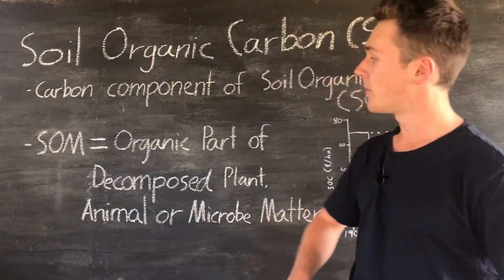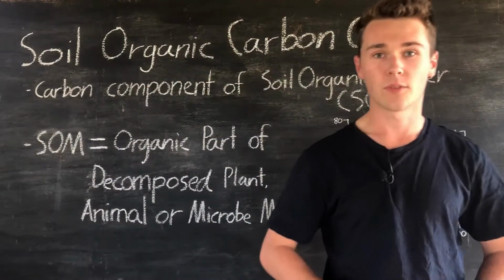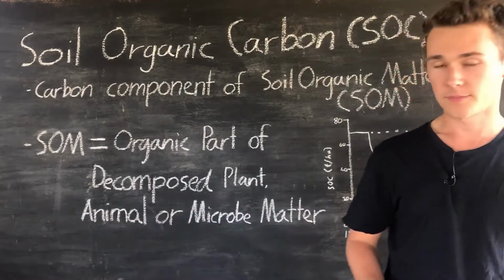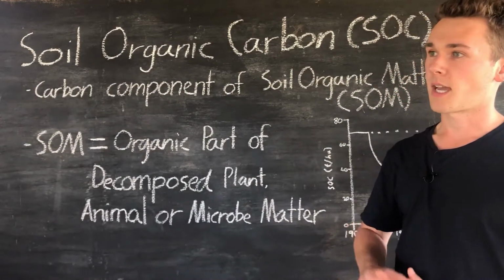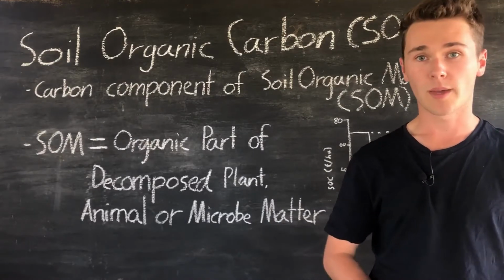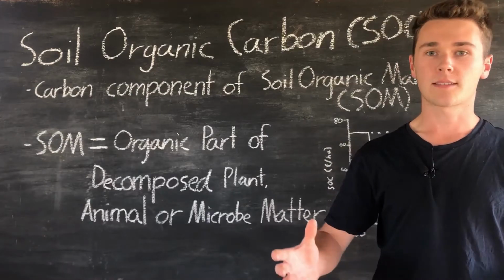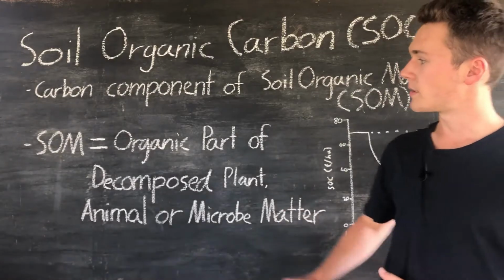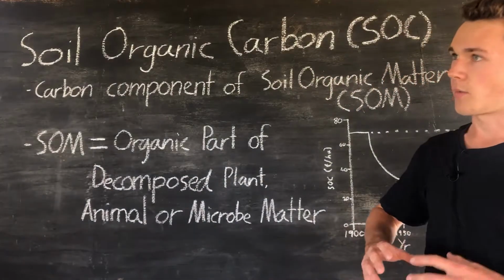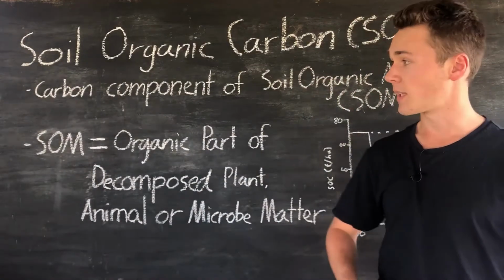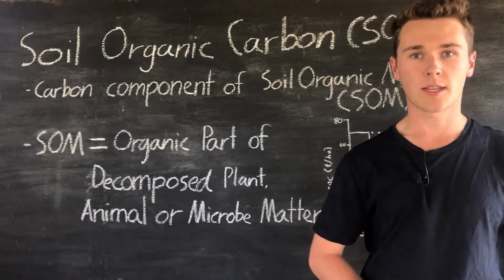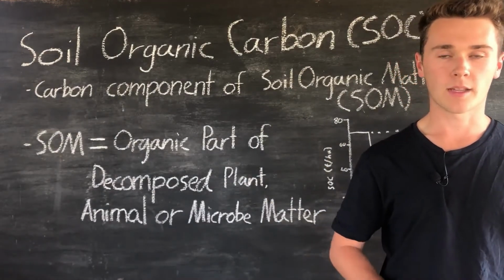Soil organic matter is the organic part of decomposed plant, animal, or even microbe matter. So say a tree falls over, or you plough some green manure back into your soil. All that has to first break down before it's considered soil organic matter. And it's within this soil organic matter that you have soil organic carbon. So all soil organic carbon comes from organic matter in the first place.